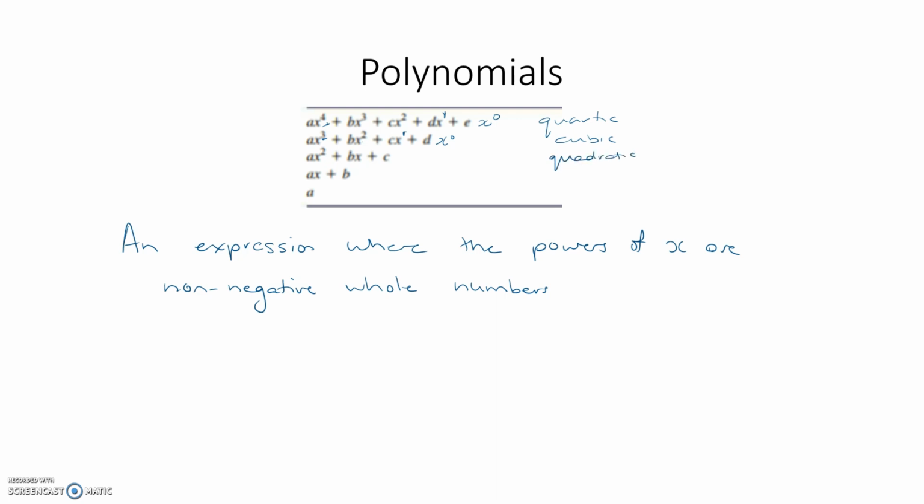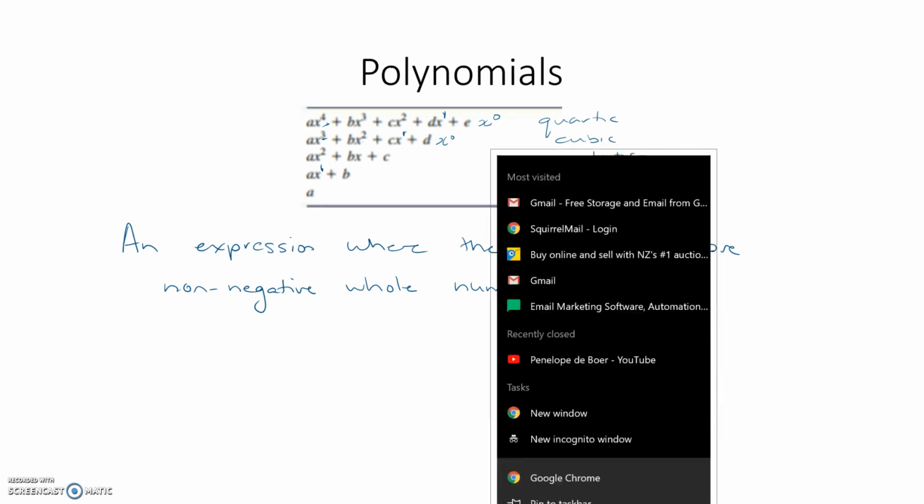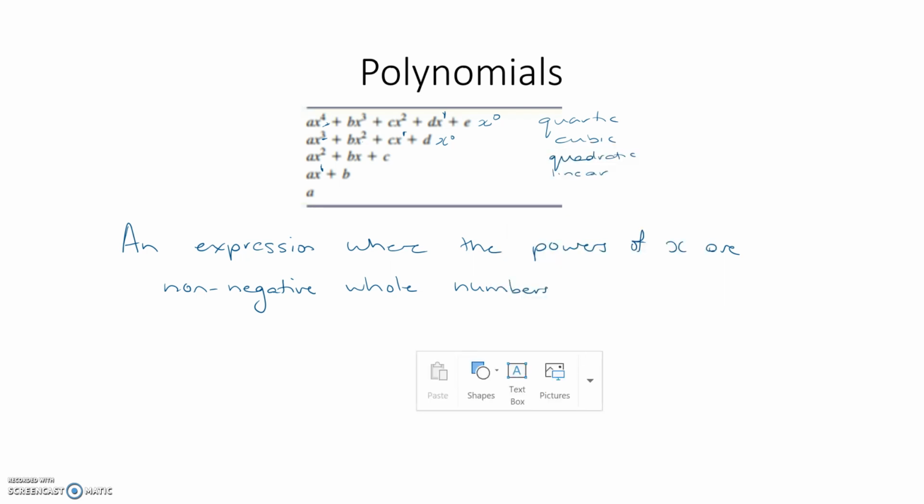The next one is a polynomial because it's got x to the power of 1. That's a linear expression. And the last one is also a polynomial. It's a constant polynomial. It's got x to the power of 0 hidden in there. So we talk about that as being a constant. So 3 is a polynomial because we could write it as 3x to the power of 0.